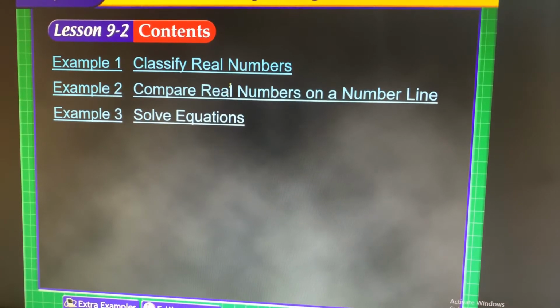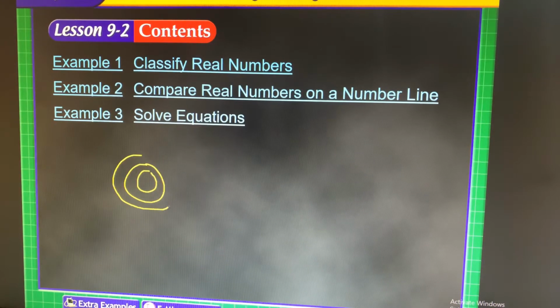All right, 9.2. We kind of already talked about it in 9.1. We're just going to classify those numbers again, looking at the number system. And remember, you can always listen to the number system song. I know you guys like that.